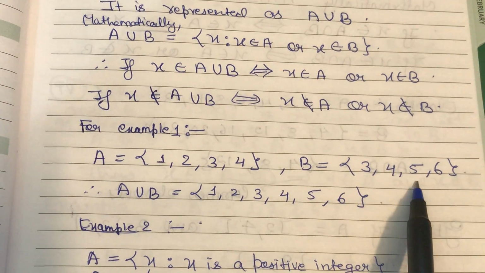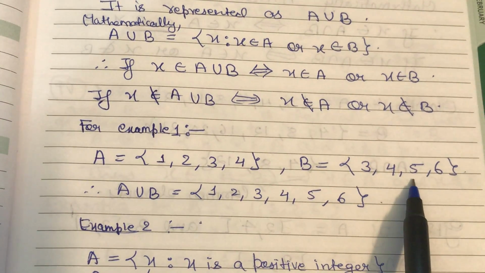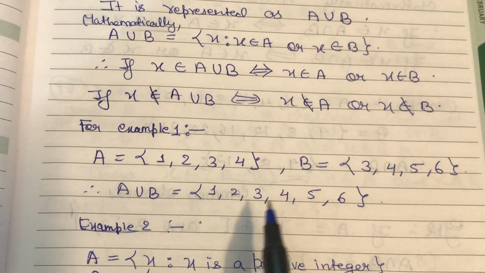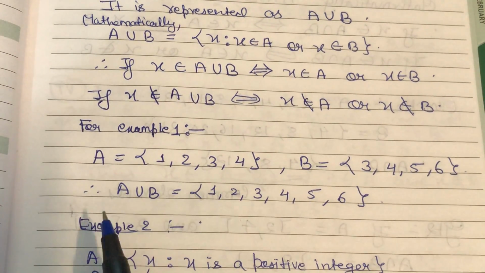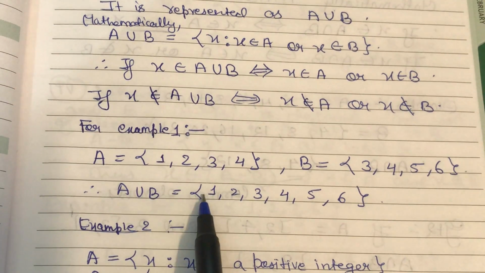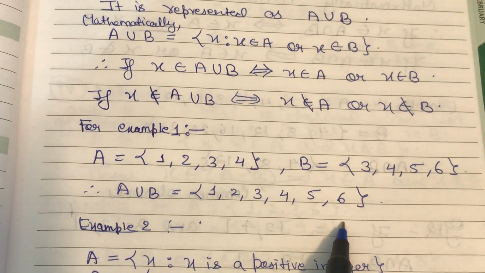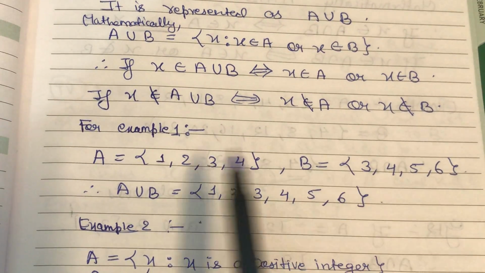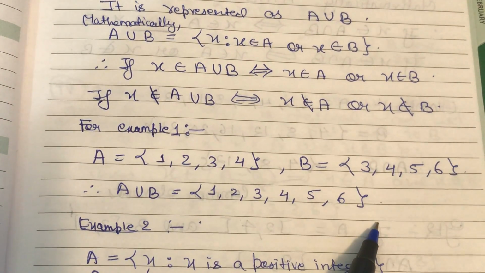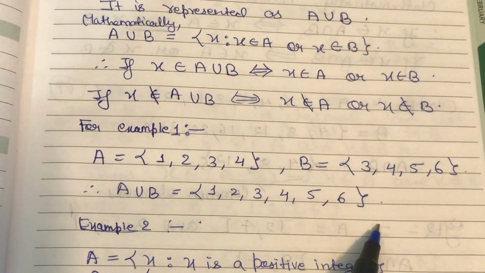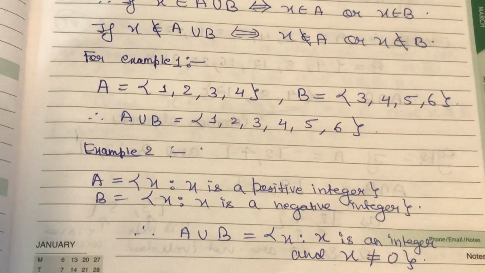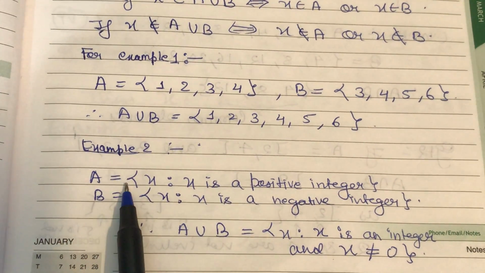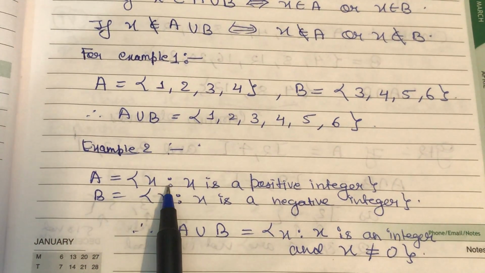So, what are the rest of the elements present in B? They are 5 and 6. So, I'll write 5, 6. As you can see here, this A union B is the set of elements which are present in either A or B. All the elements I have written without any repetition. So, this is union.